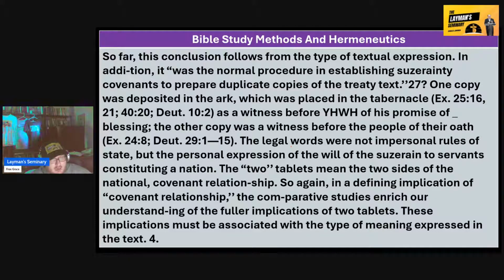The legal words were not impersonal rules of state, but the personal expression of the will of the suzerain to servants constituting the nation. The 2 tables means the 2 sides of the national covenant relationship. So again, in the defining implication of covenant relationship, the comparative studies enrich our understanding of the fuller implication of 2 tablets. These implications must be associated with the type of meaning expressed in the text.